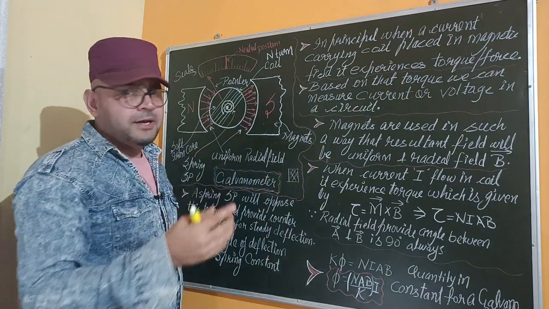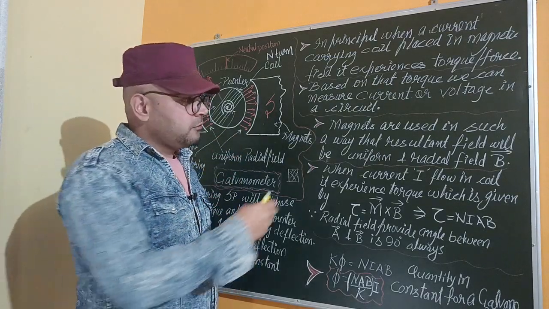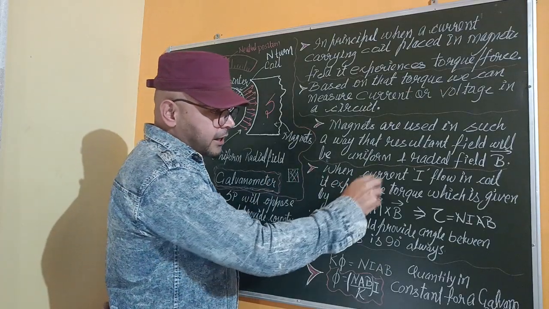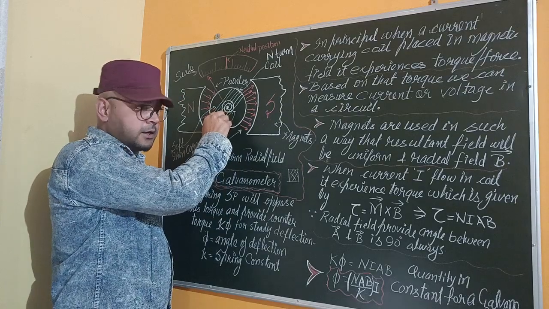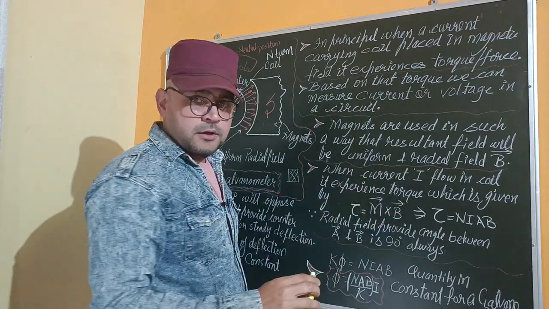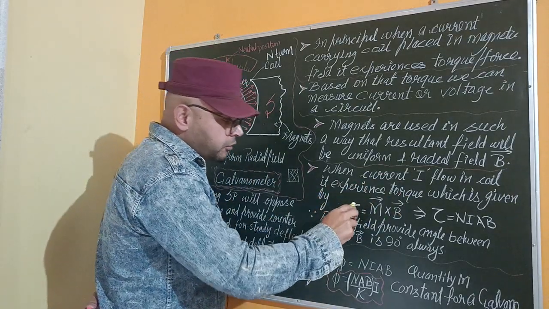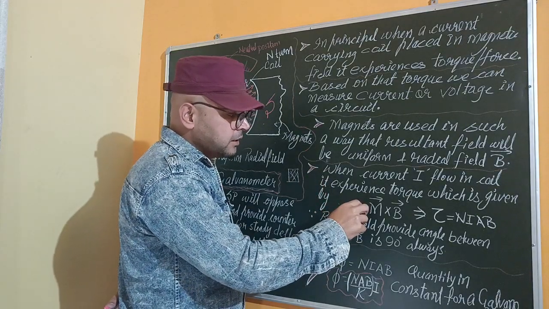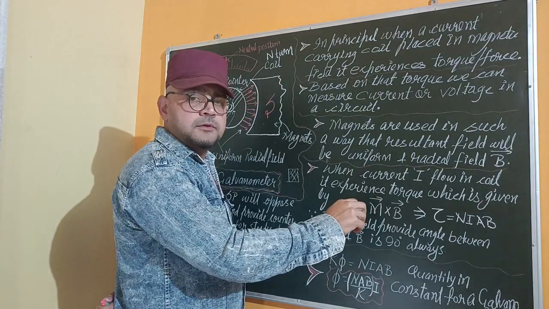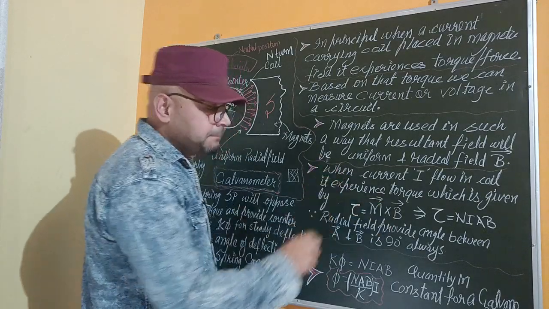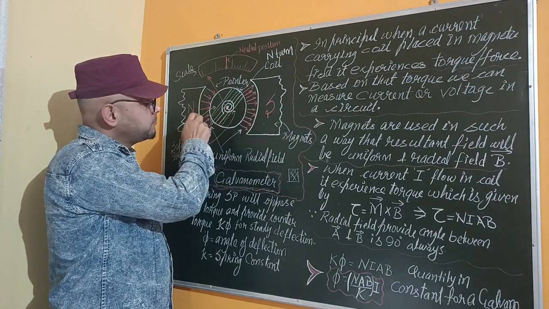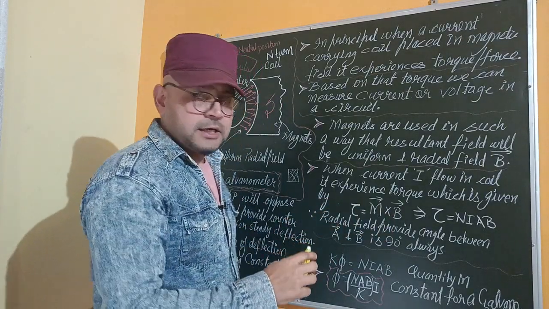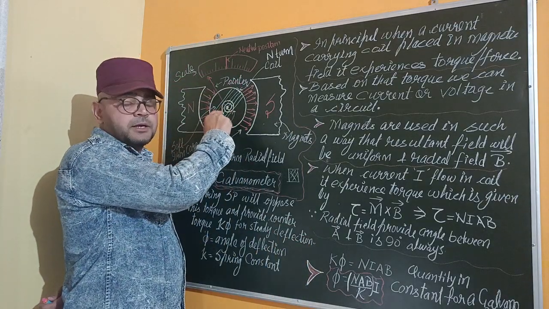Radial magnetic field, why we are using a radial magnetic field, we will learn later within a few minutes. So when a current I flows through this coil, it experiences a torque, which is given by tau, the symbol. Torque is given by m cross B. Here m is the magnetic moment and B is the magnetic field that is being produced by these magnets. So m cross B will provide you the torque that will be experienced by this coil.